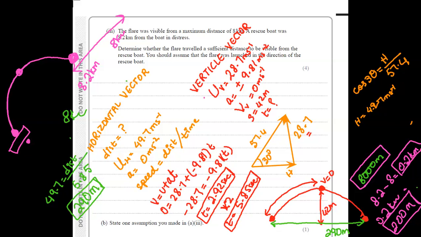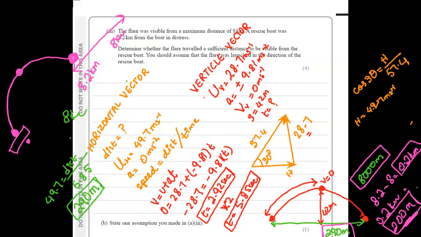So we find out that the flare is traveling 290 meters. If I subtract 8 from 8.2, that's 0.2 kilometers, right? The boat is 0.2 kilometers away from, you can say, the radius, right? So at any point of its journey, is our flare overcoming that 200-meter difference between the 8 kilometers and 8.2 kilometers?